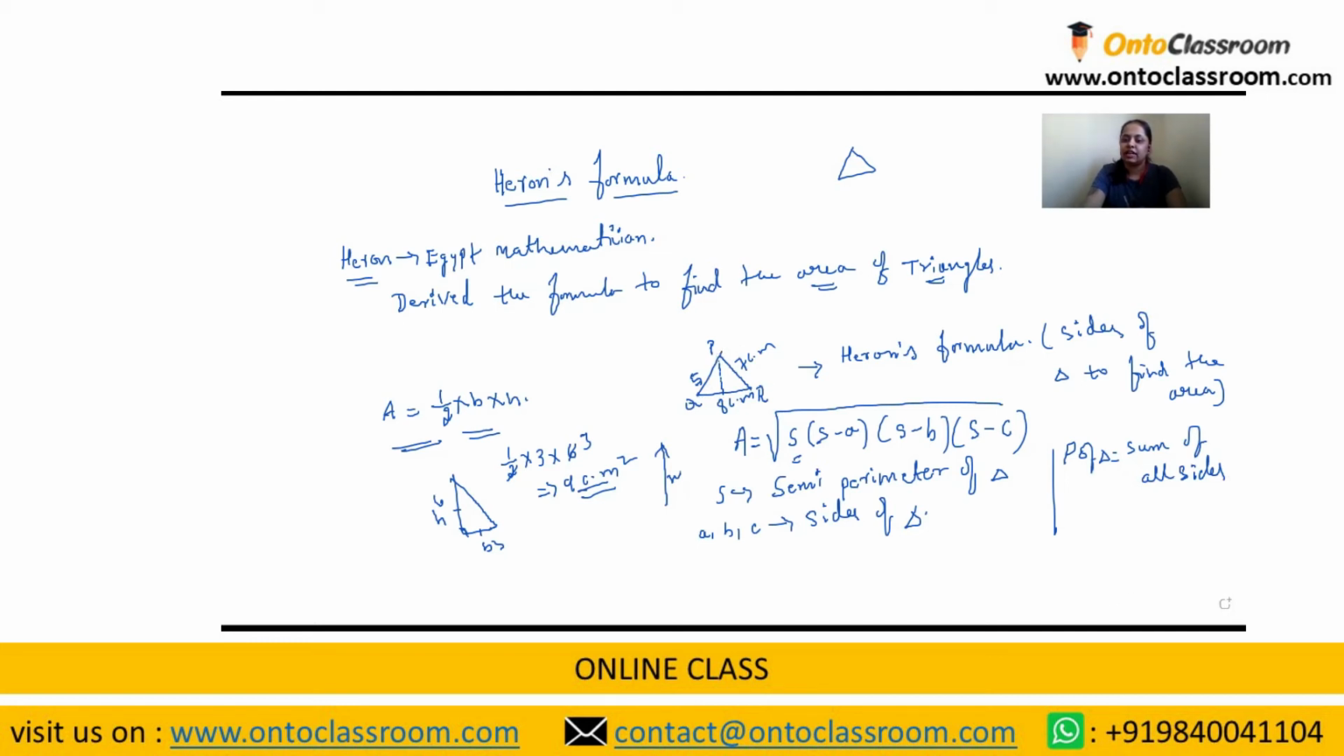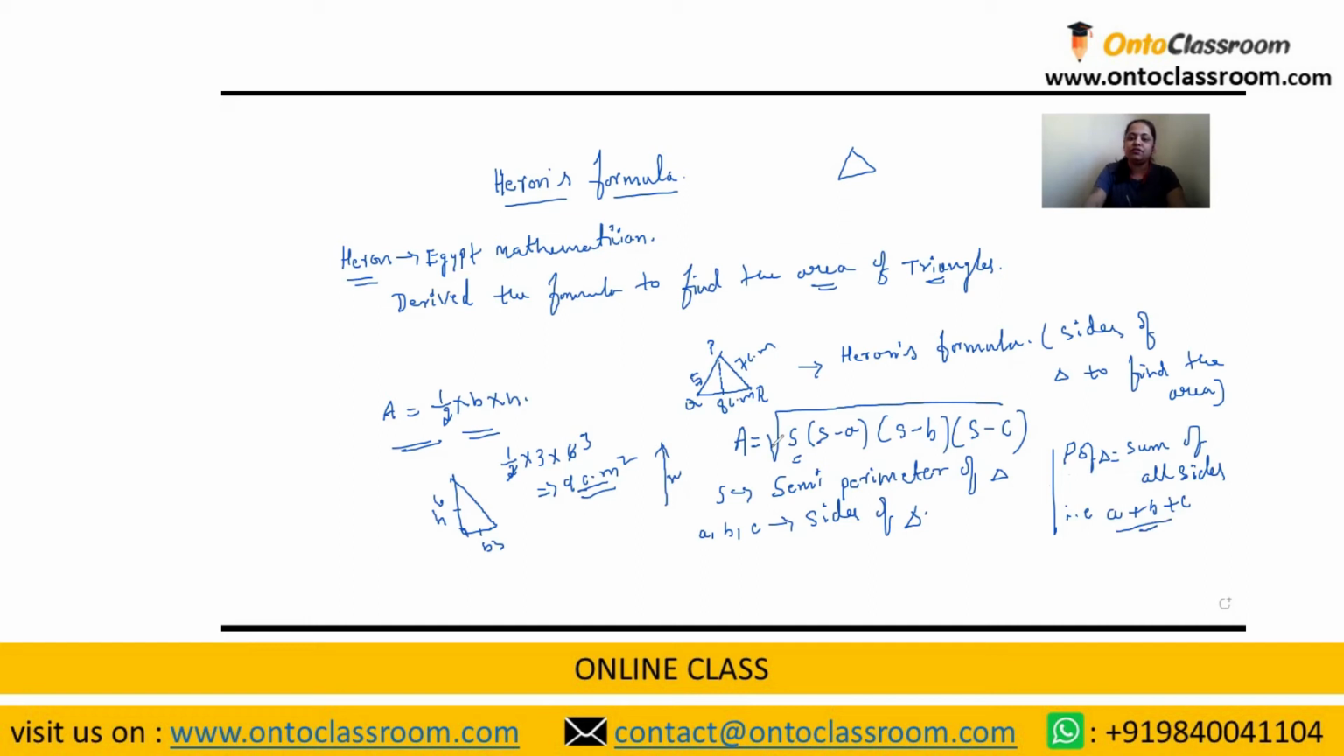So here, what are the sides of this triangle? The sides of the triangle we have taken as A plus B plus C, no? So you can write that as A plus B plus C. That is the perimeter of the triangle.